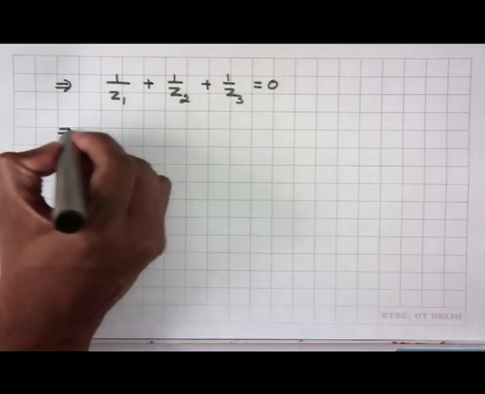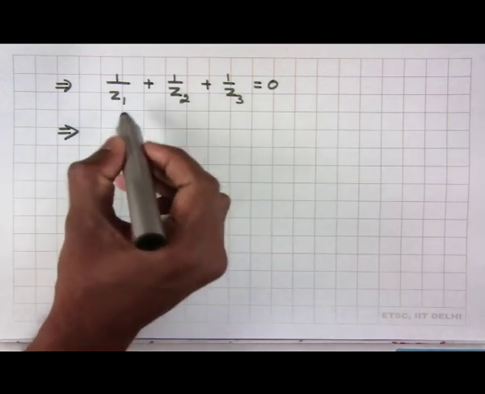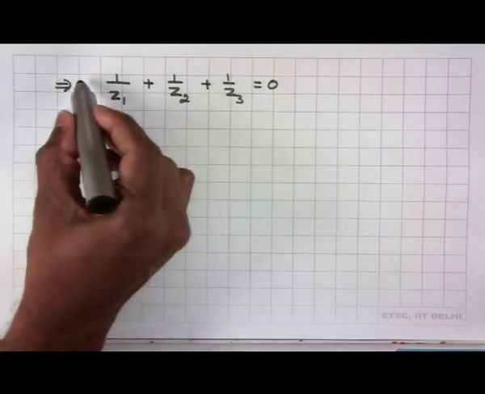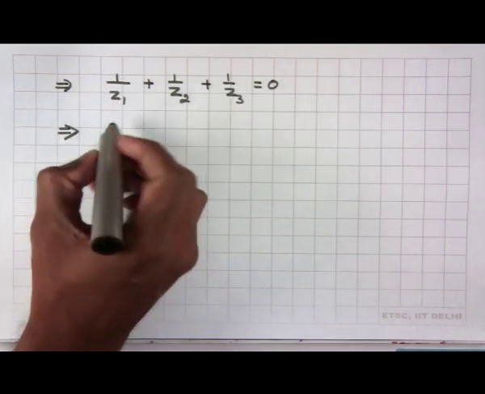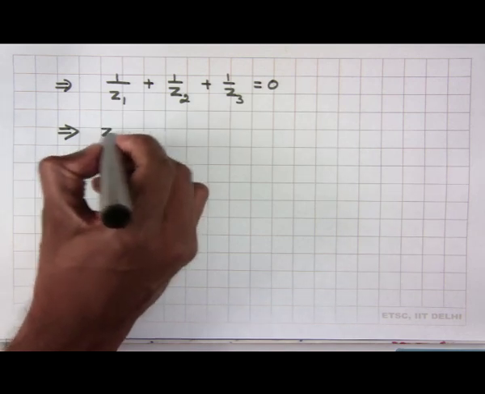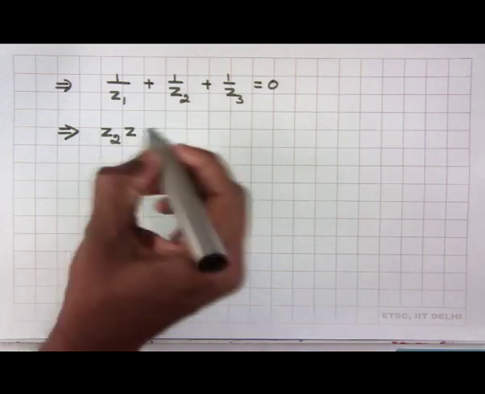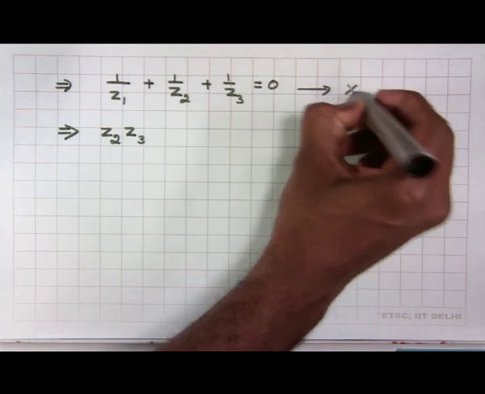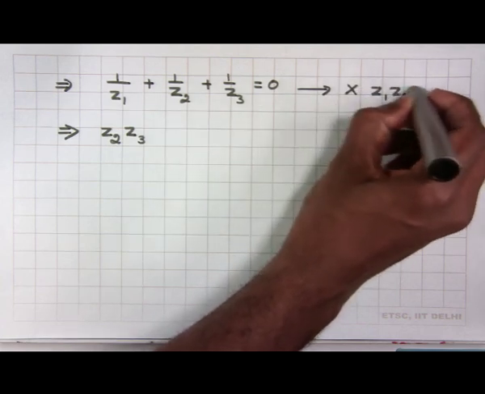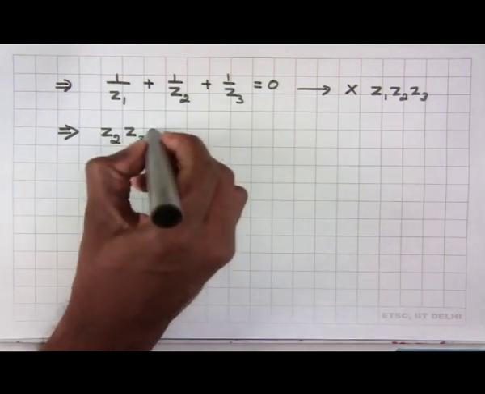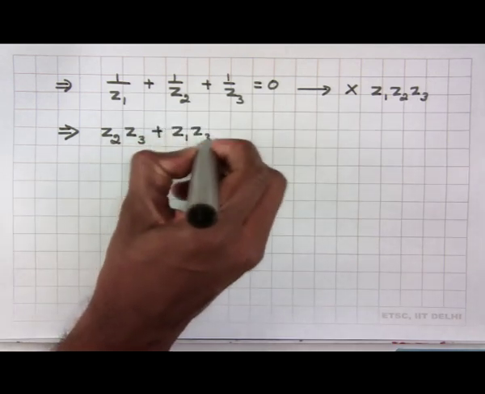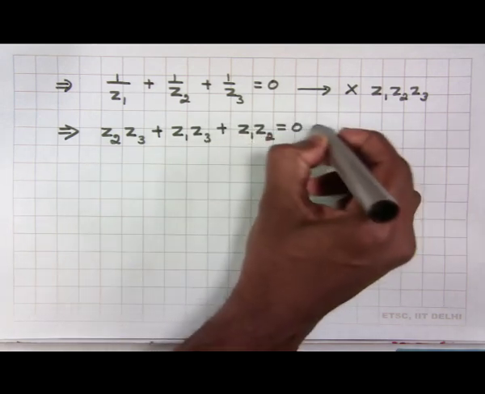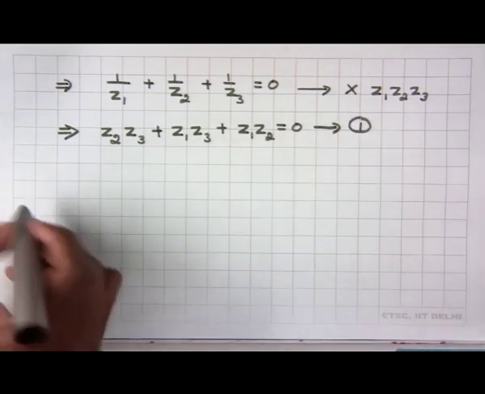And we can multiply by the common multiple Z1 Z2 Z3. So, we multiply this equation by Z1 Z2 Z3, and we arrive at the following equation: Z1 Z2 plus Z2 Z3 plus Z3 Z1 is equal to 0. Let us call this equation 1.